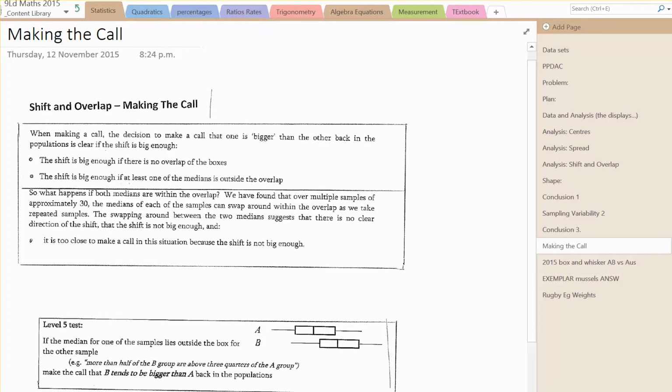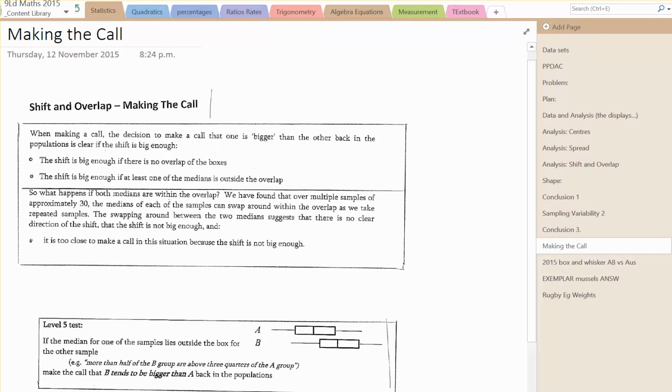And also the shift is big enough if at least one of the medians is outside the overlap, meaning outside the boxes. So if we have a look at something like this, as long as one of the medians is outside the box of the other, then we can claim that it's likely there is a significant difference and that B is higher than A back in the population. So the rule is either both outside or at least one outside, then we can claim there is.